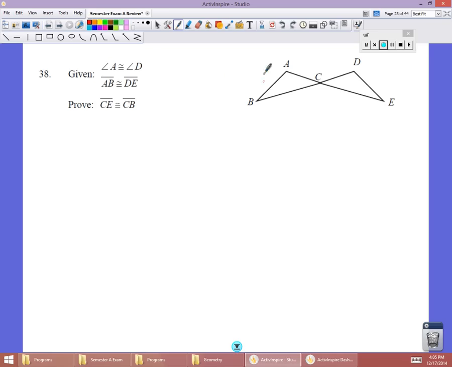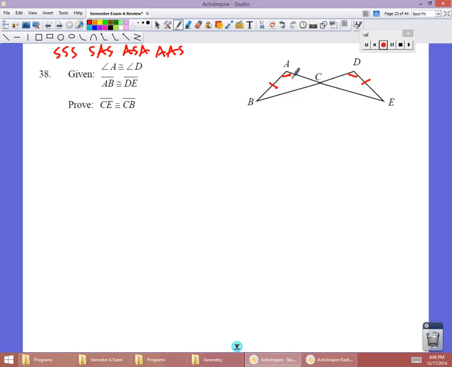So the first thing we have is angle A is congruent to angle D. The second thing is that AB is congruent to side DE. And then finally, once again, our choices to prove triangle congruence are side, side, side, side, angle, side, angle, angle, and angle, angle, side. I'm sorry, I wrote that as angle, angle, side. For these four, we're trying to decide which one this could be.